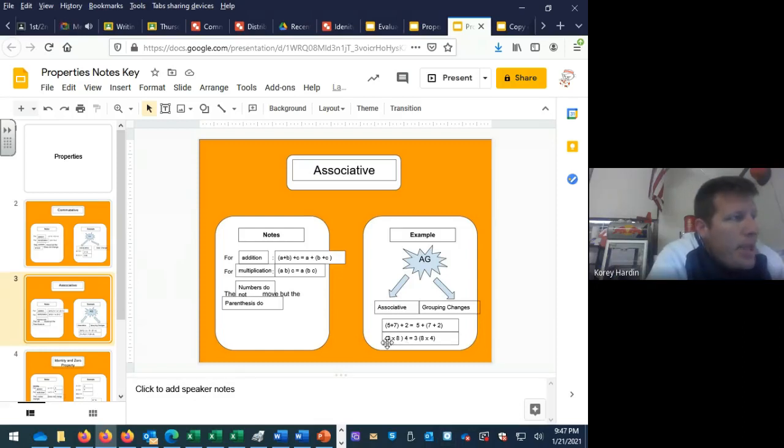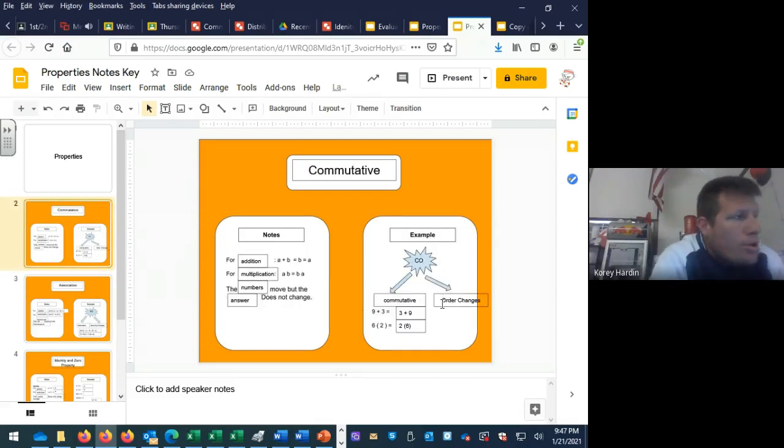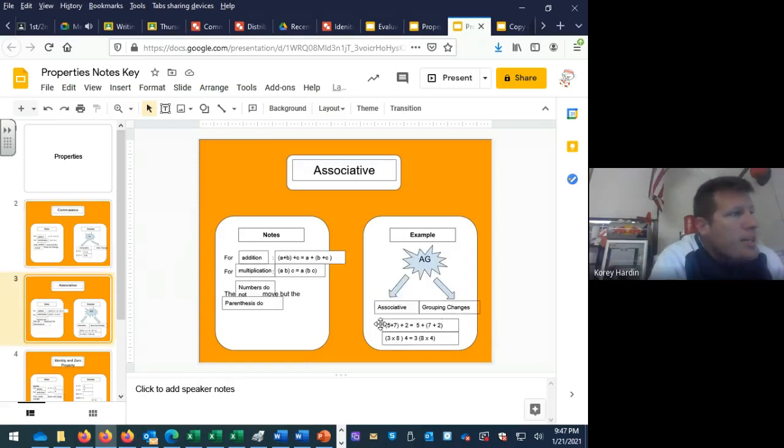Same thing down here. I've got 3 times 8 times 4, and I've got 3 times 8 times 4. Okay? 3, 8, 4, 3, 8, 4. Parentheses around 3 and 8, parentheses around 8 and 4. Your grouping changes. So let's look back at commutative. Order changes here, so it's just in opposite order. The order doesn't change here, it's just grouping, and that's associative. Okay?